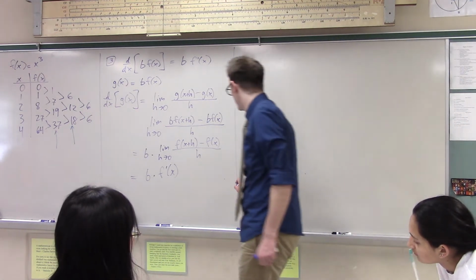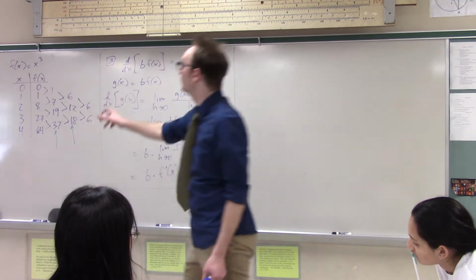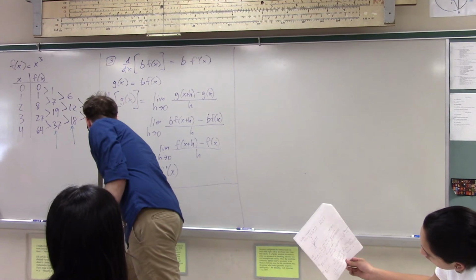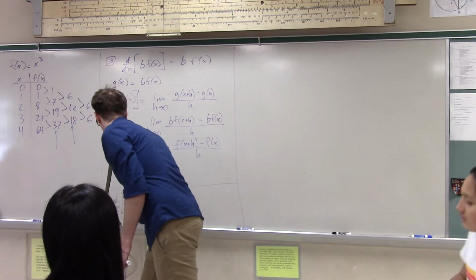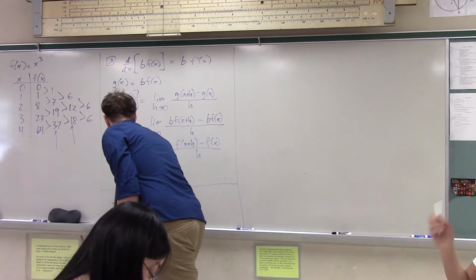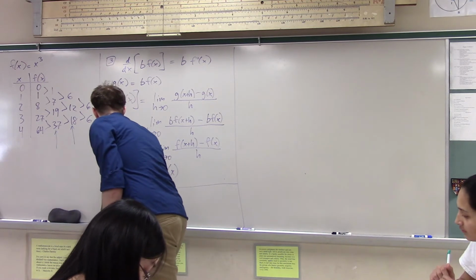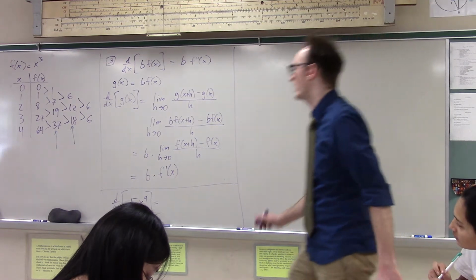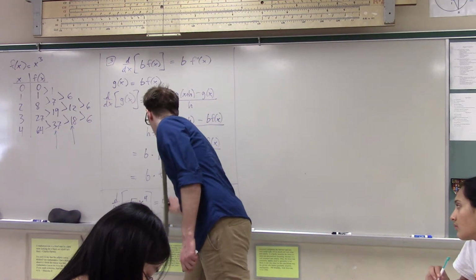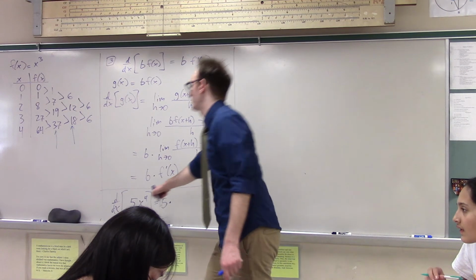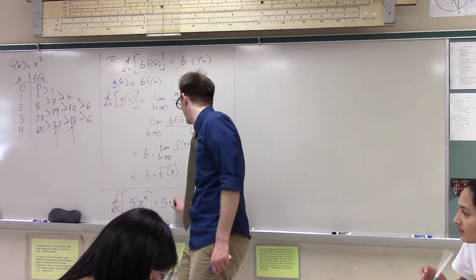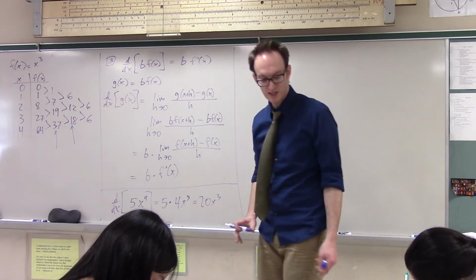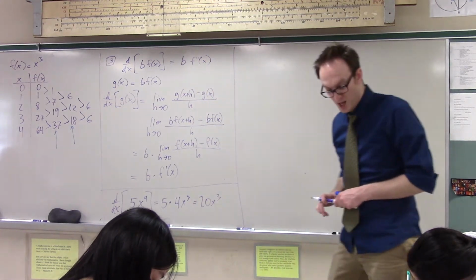All right, this enables me now to use the power rule to take the derivative of, for example, 5x to the 4th. What is the derivative of 5x to the 4th? 20x cubed. Using this rule we just learned, it is 5 times whatever the derivative of x to the 4th is, and the derivative of x to the 4th is 4x cubed, so it's just 20x cubed. Cool?